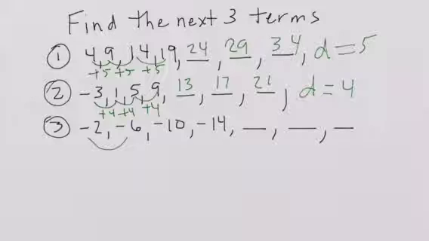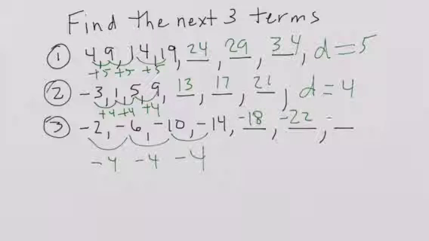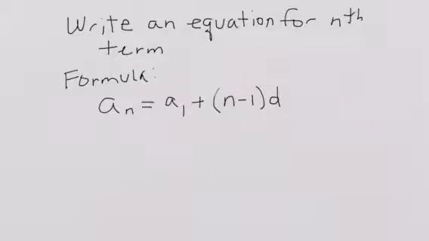From -2 to -6 is -4. From -6 to -10 is -4. From -10 to -14 is -4. So the next one would be -18, and then add -4, -22, and add -4, -26. So the common difference can also be negative.